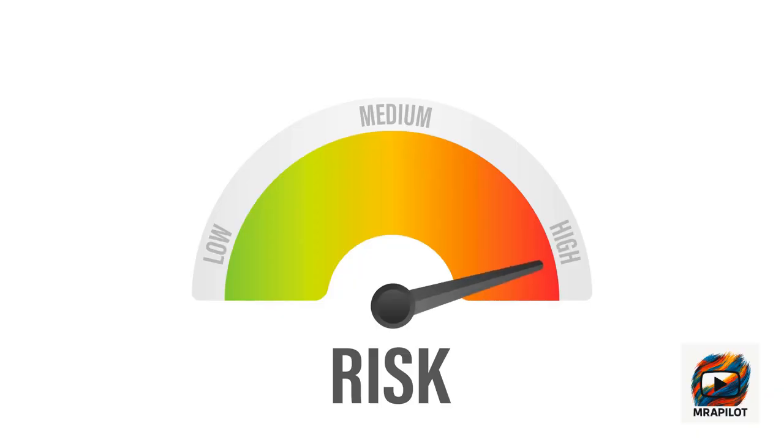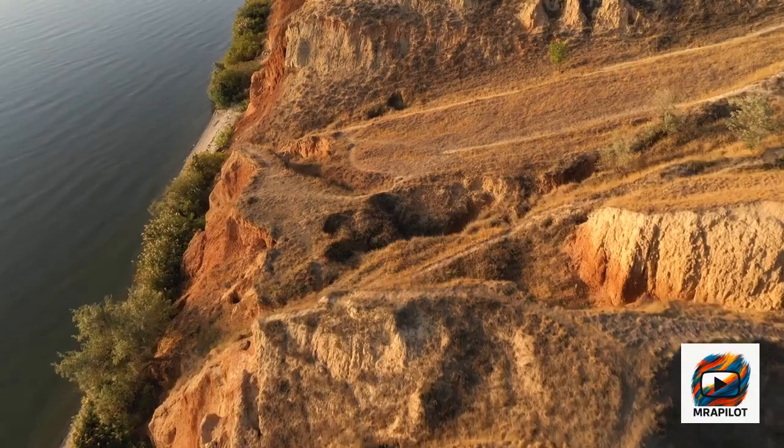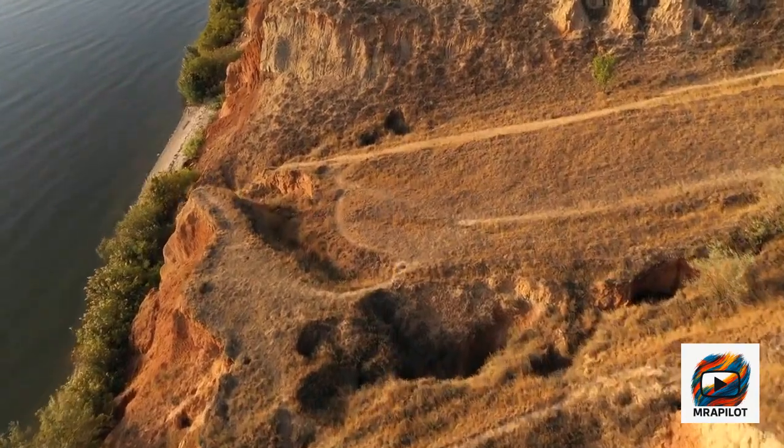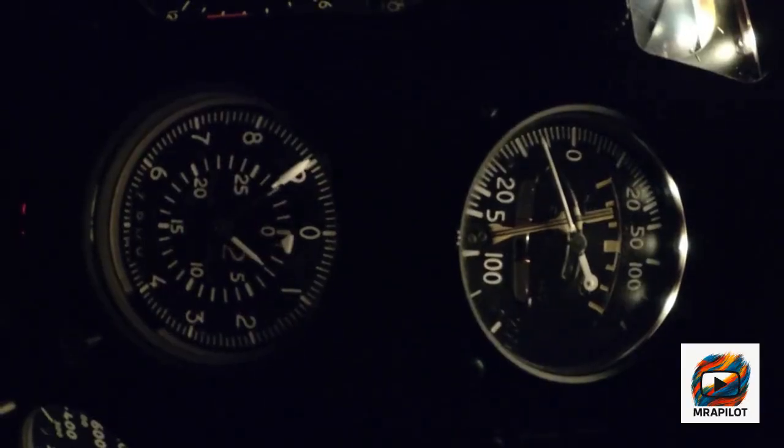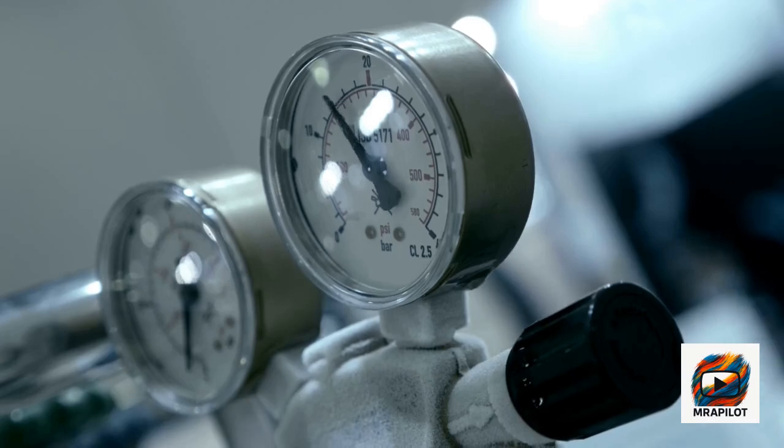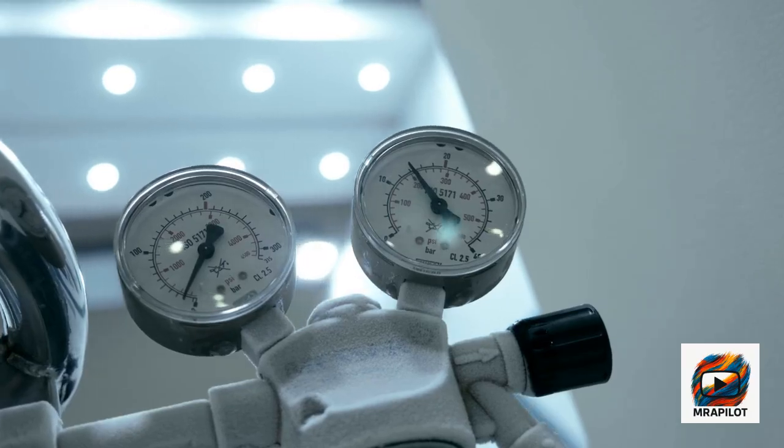Imagine flying with QNH set too low. Your altimeter shows you're higher than you really are. Dangerous near terrain. If it's set too high, it shows you too low. Bad for separation. Always check the pressure setting before departure and during approach.